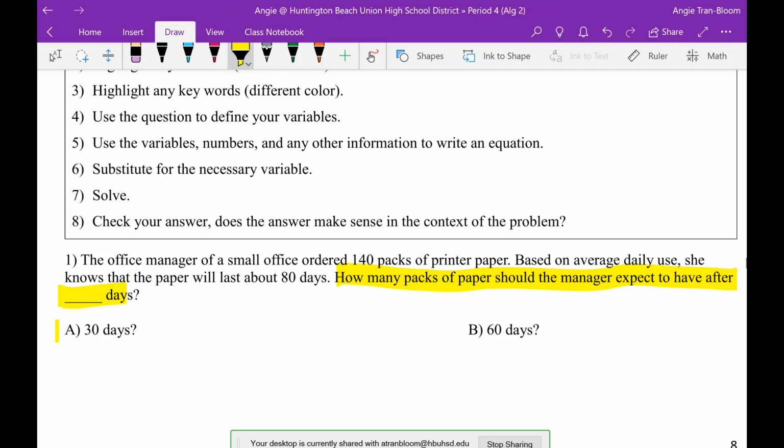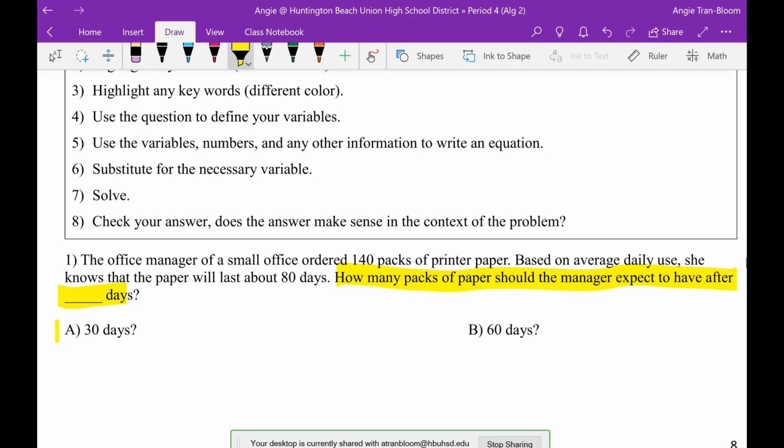All right. So how many packs of paper does she have at the very beginning? 140. How long will it take her to use all of it? 80 days. Okay, so let me ask you this. How many days will it take her to use half? 40 days. Yes or no?